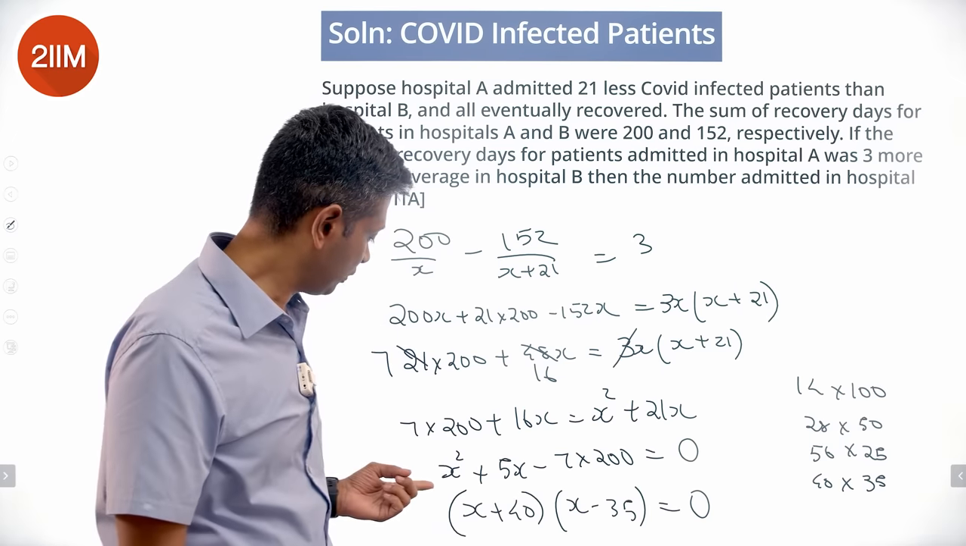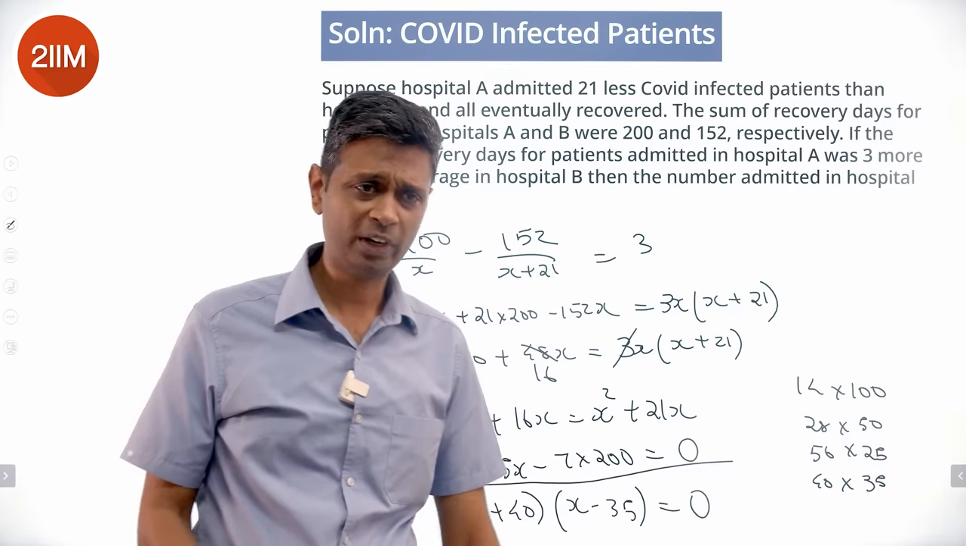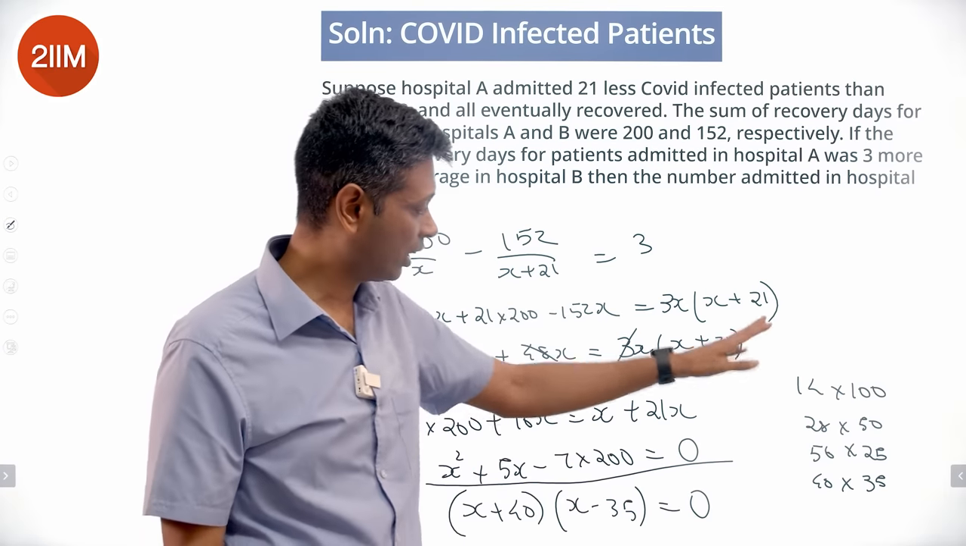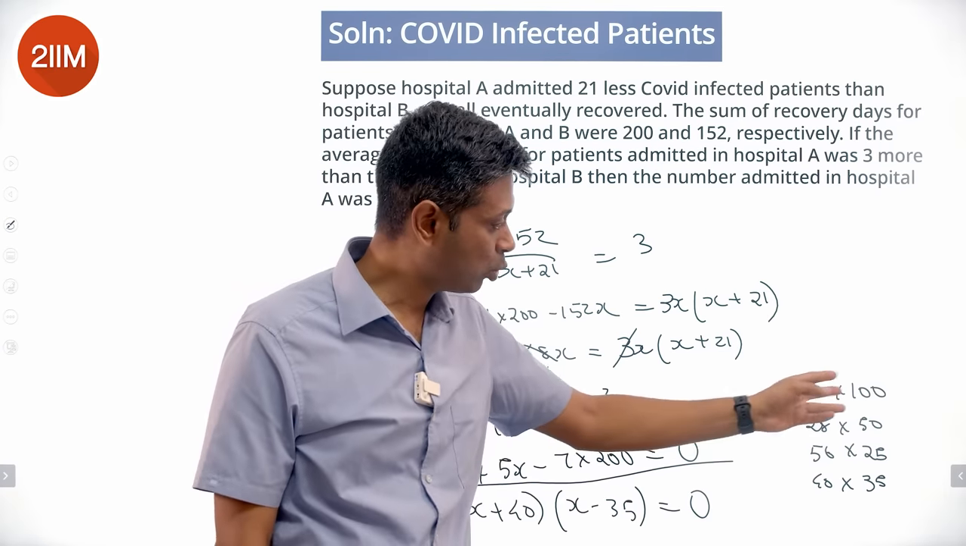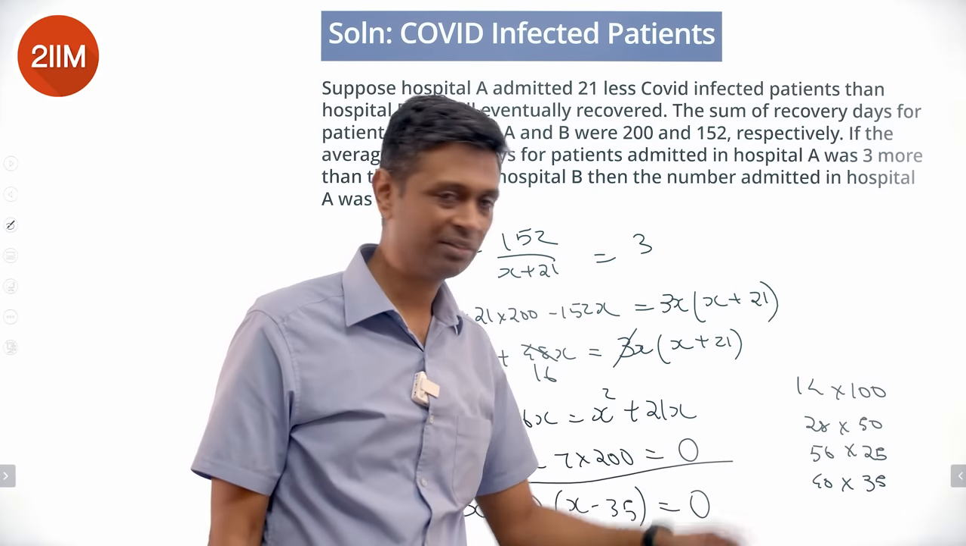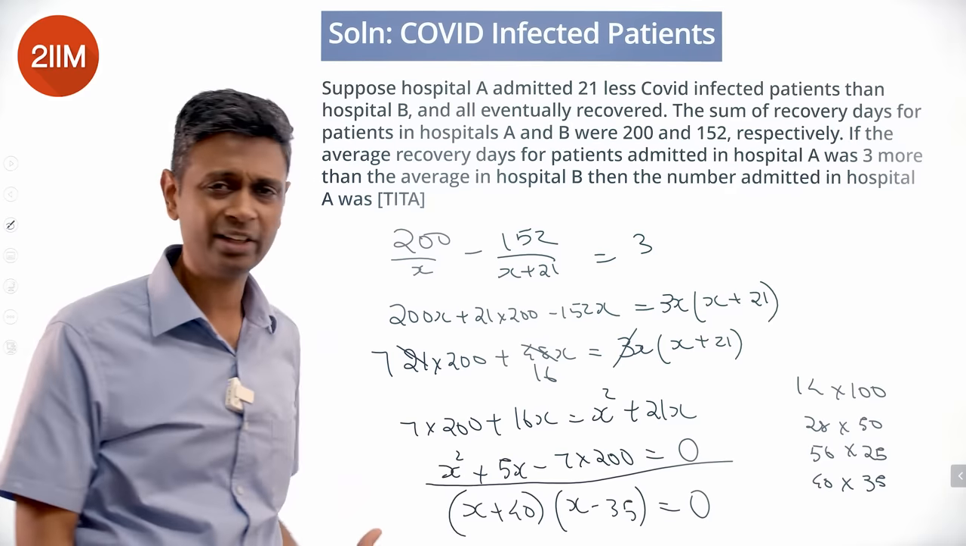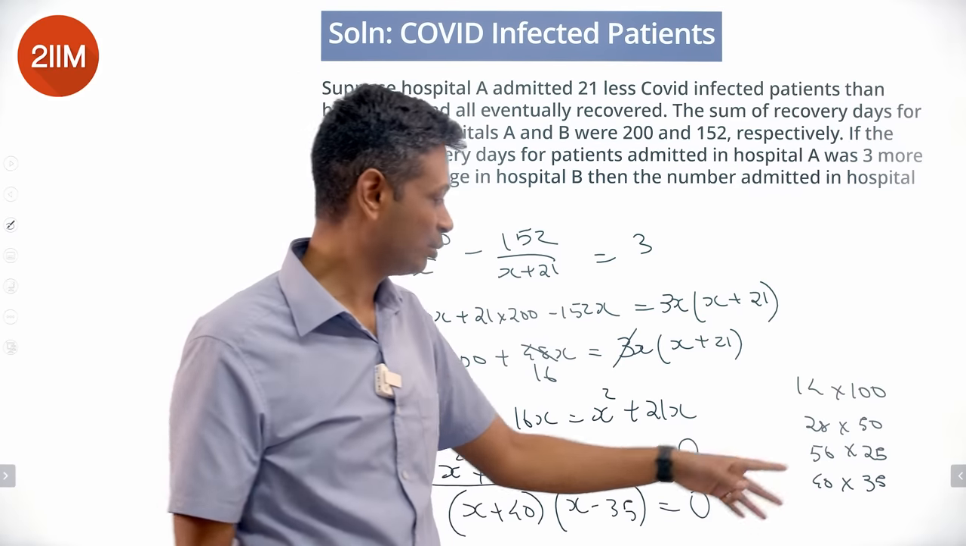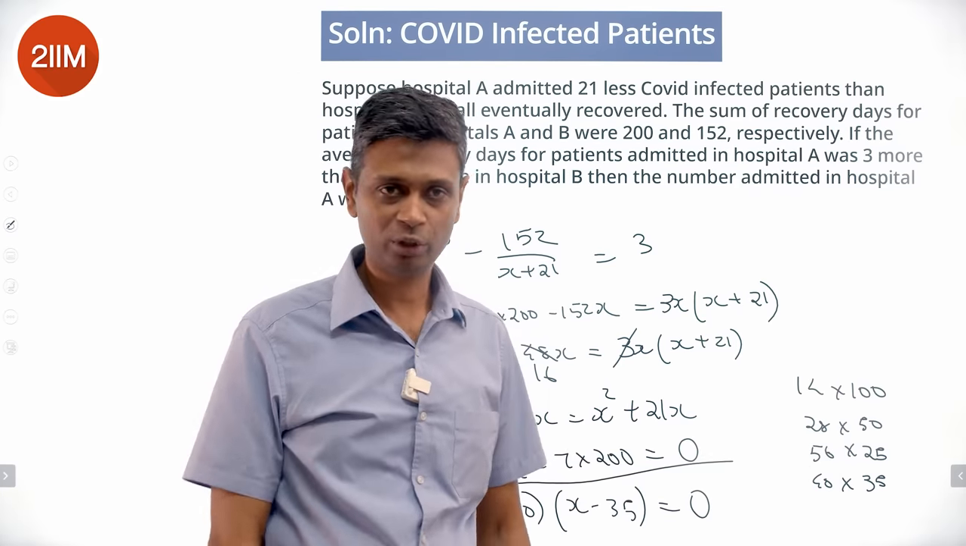It took me a while to factorize this because 7 into 200, I kept breaking it. I always kept both 5s this side, the two 5s sitting in the product. Put one 5 here, one 5 there. That's when the difference can be 5. I should have figured it out. I didn't. Put one 5 this side, one 5 that side, it becomes easy to factorize.